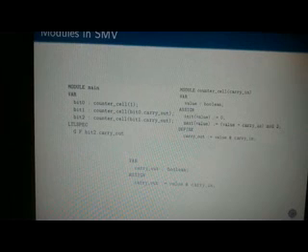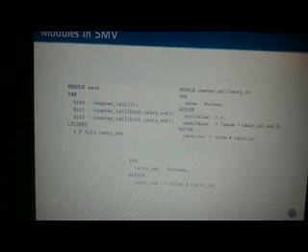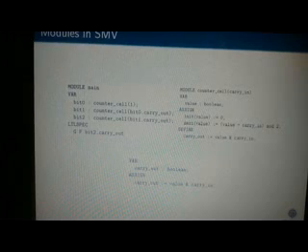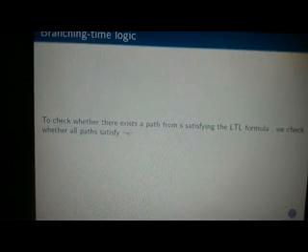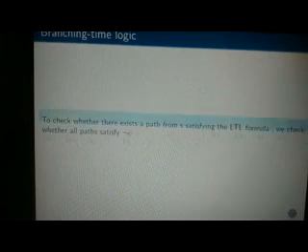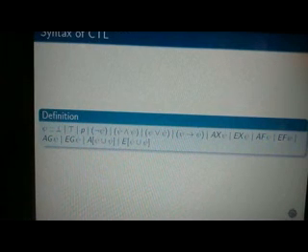There are 4 states, each one corresponding to a possible value of the 2 binary variables. Note that here busy is a shorthand for status is equal to busy and request for request is true. The program and the transition system are non-deterministic as the next state is not uniquely defined. To check whether there exists a path from S satisfying the LTL formula, we check whether all paths satisfy the negation of psi. Here is the syntax of the CTL.